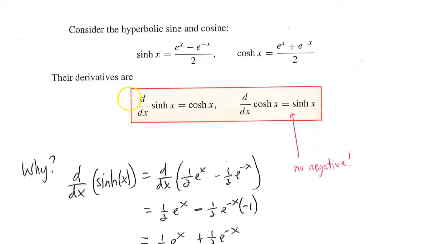Now, one of the key things is that the derivative of sinh is cosh, and the derivative of cosh is sinh. Now, notice that's very similar to sine and cosine. The only difference is the derivative of cosine is negative sine, whereas the derivative of cosh is sinh. So it's actually easier with these hyperbolic ones because you don't have to keep track of the negatives if you do integrals or derivatives. Okay, so now why is the derivative of sinh cosh?